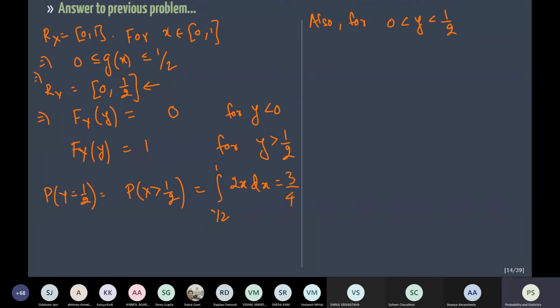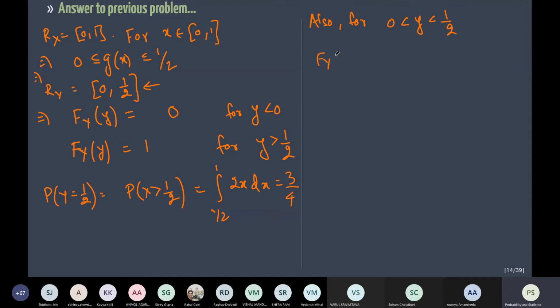So it's a combination of continuous and discrete, and the CDF will look neither continuous nor discrete. Hence we call it mixed. Okay, so let us look at this range. It will be continuous. Let us see why, right?